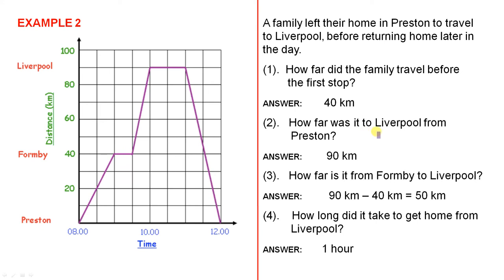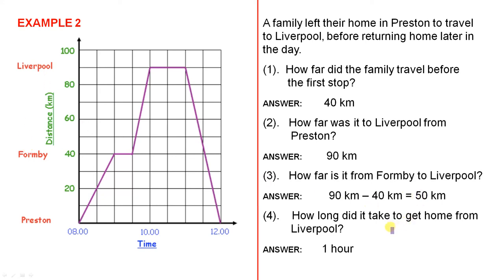How far was it to Liverpool from Preston? So from their home, how far is that journey? Well, from 0 right up to there, that's 90 kilometres, because there's 80 and there's 100, so that must be 90. So the answer is 90 kilometres. How far is it from Formby to Liverpool? Well, Formby is 40 kilometres away, and Liverpool is 90, so 90 minus 40 is 50. So the distance from Formby to Liverpool is 50 kilometres.